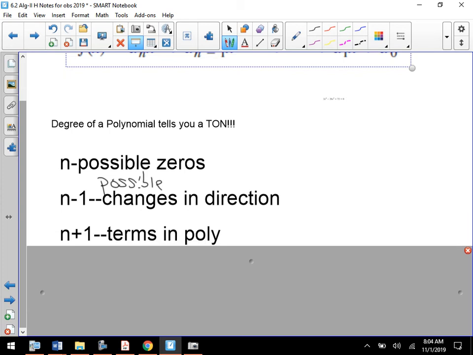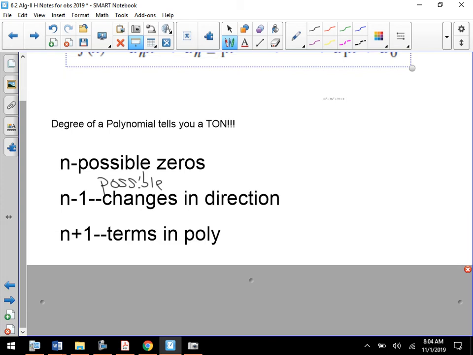And then the other bit there, the one that we did know, was that if it was a 5th degree polynomial, it could have up to how many terms in the sequence? 6. Okay. So remember, you had 5th degree, 4th, 3rd, squared, x, plus a constant. That's what that means for possible terms in the sequence.